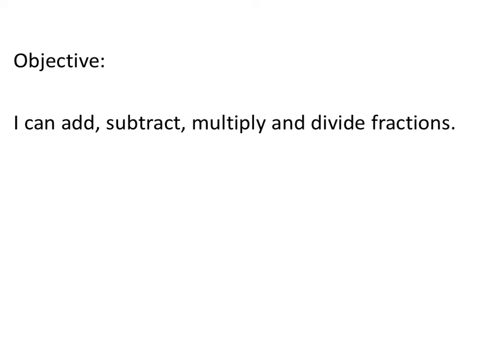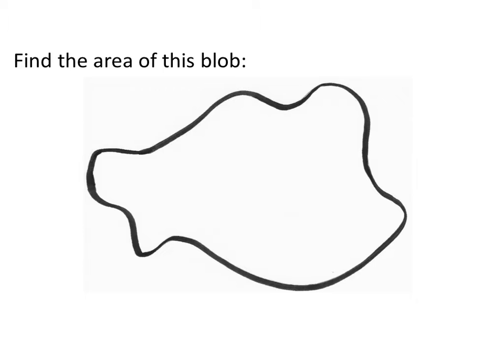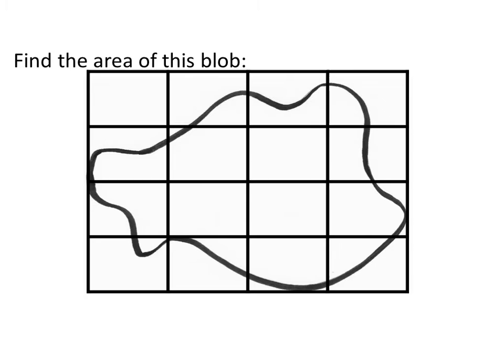So here's our objective. I can add, subtract, multiply, and divide fractions. That's true. We should be able to do all 4 by the end of this lesson. So we're going to find the area of this blob. Here's what I'm going to do. I'm going to put it in a grid like this. Now when I measured these, actually I didn't measure these. I just made a grid.